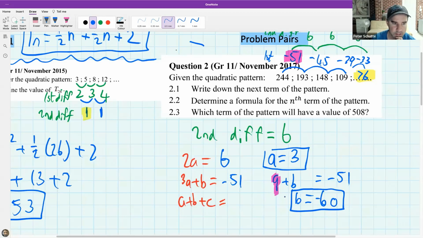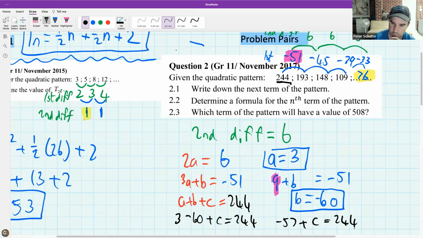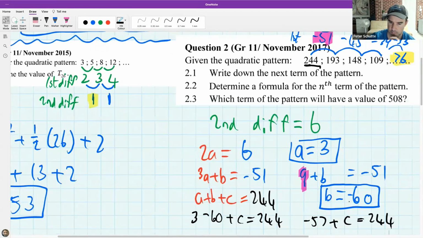Now, what is my c going to be? Well, let me do the working first. What does a plus b plus c have to be? It's the first term, which was 244. It's up here. Then a is 3, b was minus 60. And c was this. So I basically have minus 57 plus c is 244.